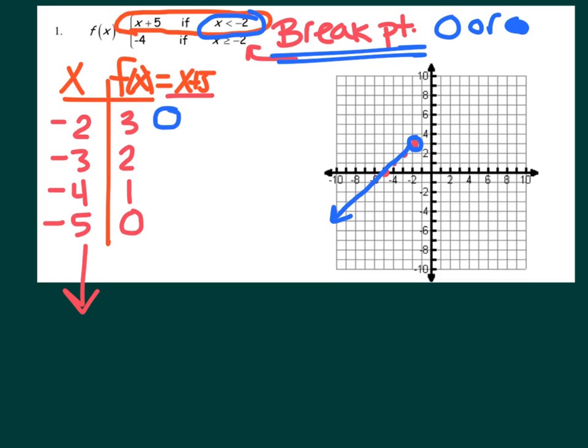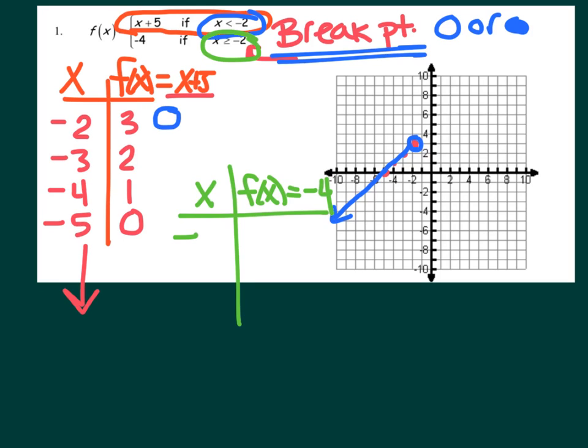Now we'll do one for the next piece. Let me grab a different color. So I'm going to make a second table, x and f of x, and this time my f of x equation is f of x equals -4. And I'm going to start at my breakpoint, so I'm going to start at -2 again, but this time I have to pick numbers bigger than -2. So picture a number line, start at -2 and go to the right. -1, 0, 1, 2.